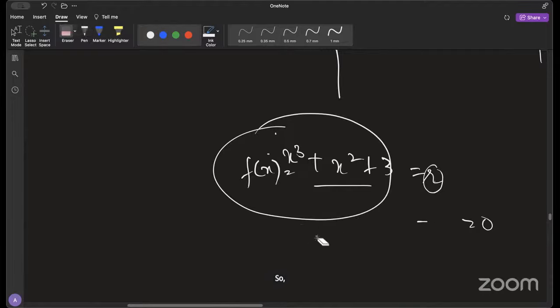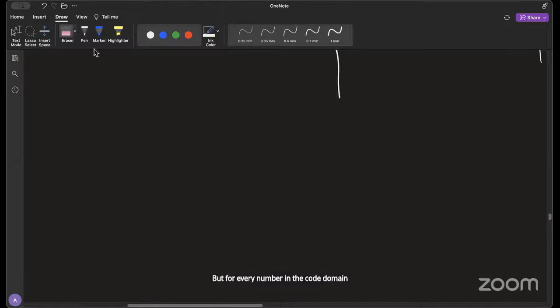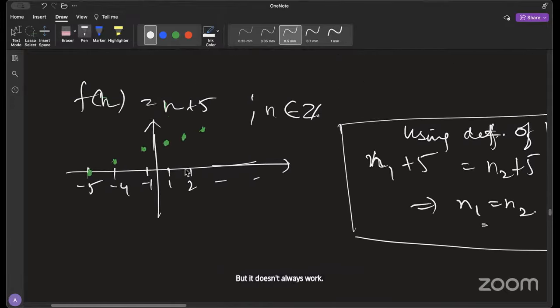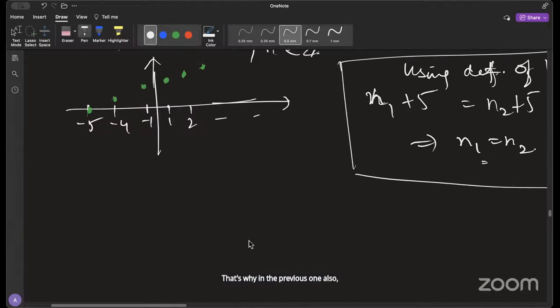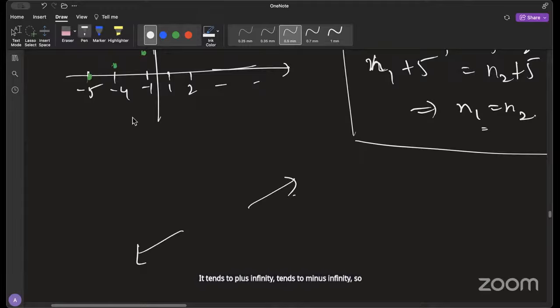So that's why the definition does not always work in practice. The absolute definition for onto is that for every number in the codomain, there should be a number in the domain. But it doesn't always work. That's why in the previous one also we did this, it tends to plus infinity and minus infinity, so everything is covered.